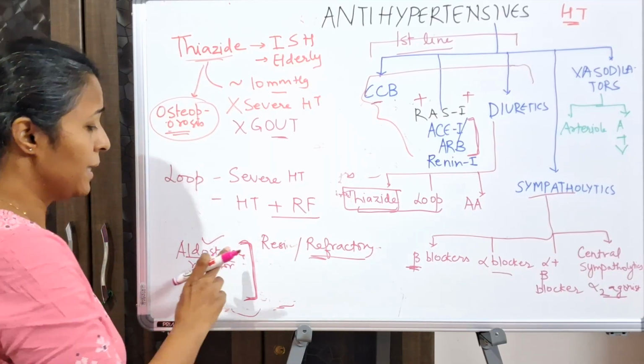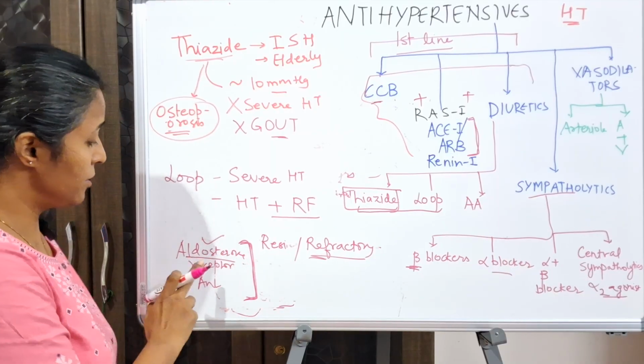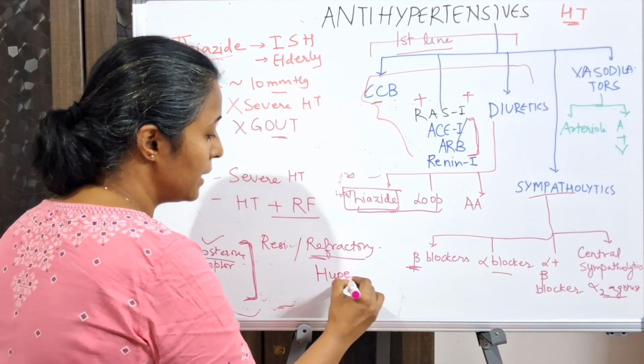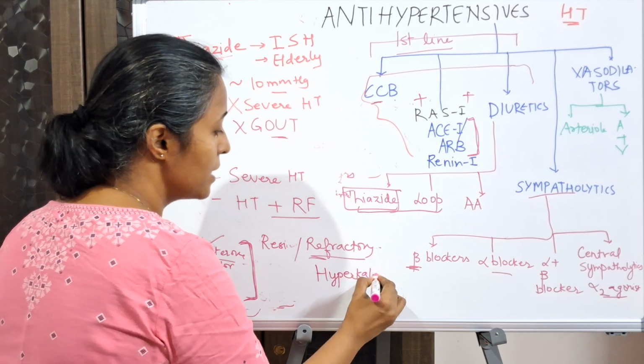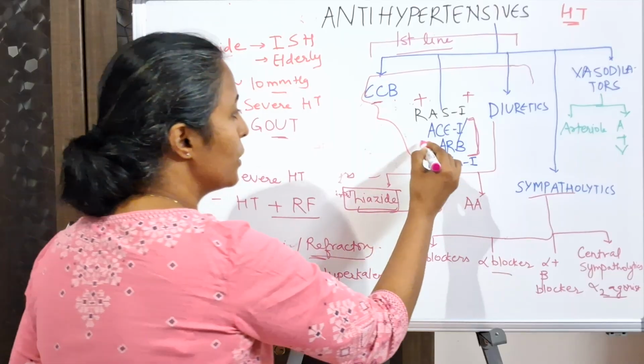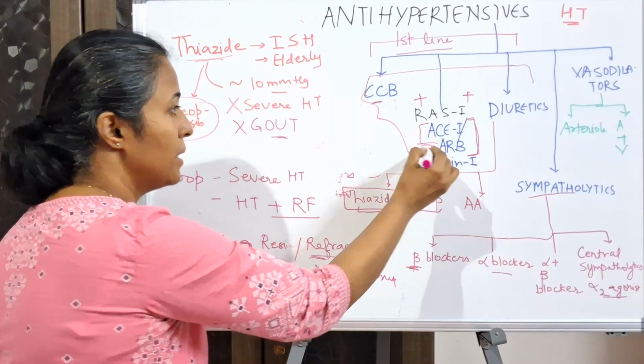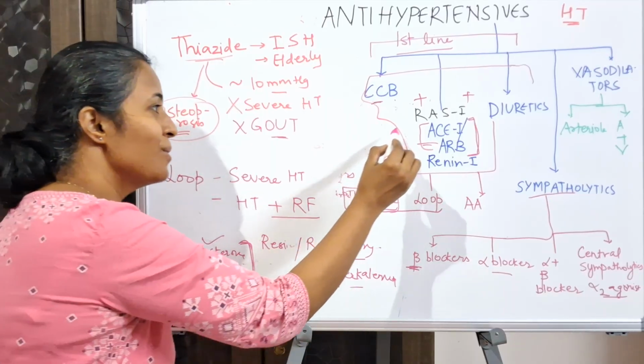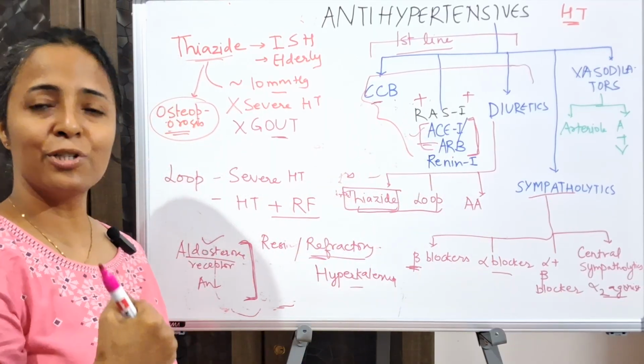But remember that aldosterone receptor antagonists cause hyperkalemia. They increase the potassium levels. And if you give them with ACE inhibitors or ARB, what will happen? Those are also causing an increase in potassium retention.